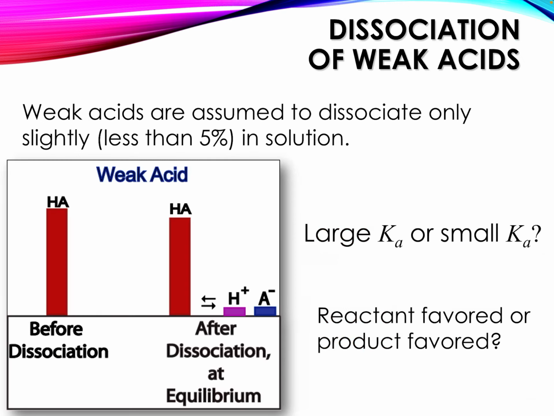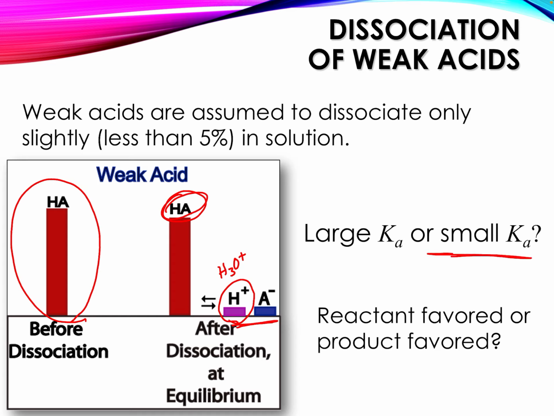Okay, so weak acids are assumed to dissociate slightly, like I said, less than 5%. So before dissociation, we have completely our weak acid. We just dump in weak acid, and then some of those weak acid molecules will interact and react with the water. And so a small portion of them will form H+, or you can think of this, like I said, as H3O+, and then the conjugate base A-. So again, after dissociation, we're still going to have a bunch of our weak acid, but we're also going to have some of our hydronium ion and our conjugate base.